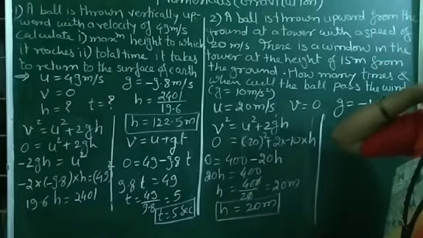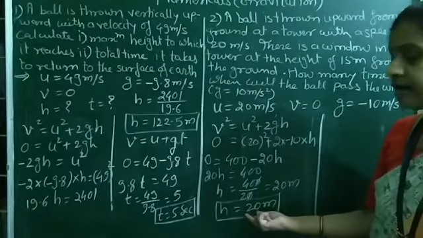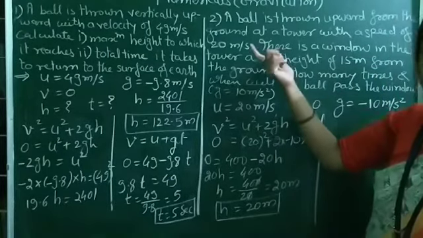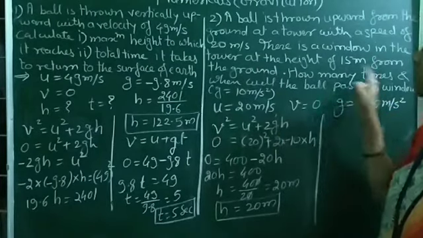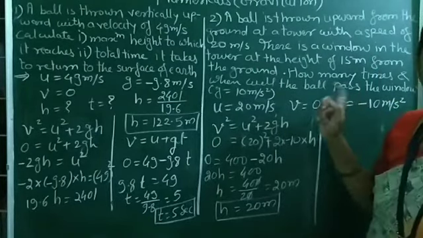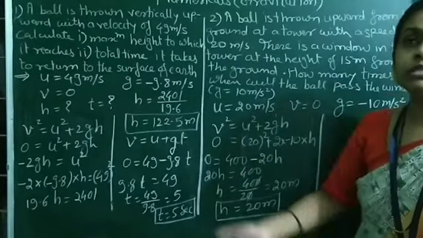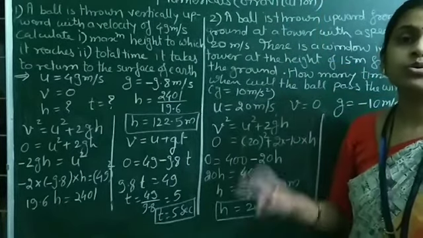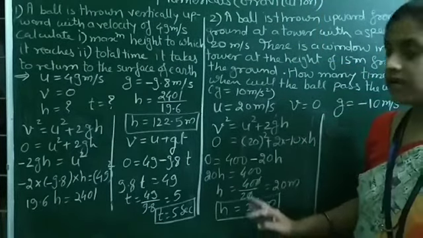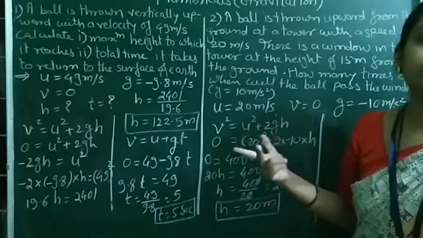Now where is the window? The window is at a height of 15 meters. The height attained by the ball is more than 15 meters, and therefore we can say the ball passes the window two times: once when the ball is thrown upward, and second when the ball falls downward. So we can write here that the ball passes the window two times.